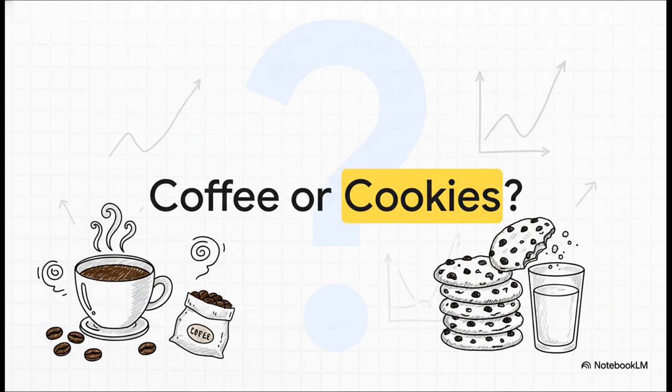All right, to get us started, let's picture this. Super simple choice. You've got a little cash, you're looking for a snack. So what's it going to be? Coffee? Or maybe some cookies? Or, hey, maybe a bit of both. See, this is the exact kind of everyday decision that the indifference curve helps us totally unpack.